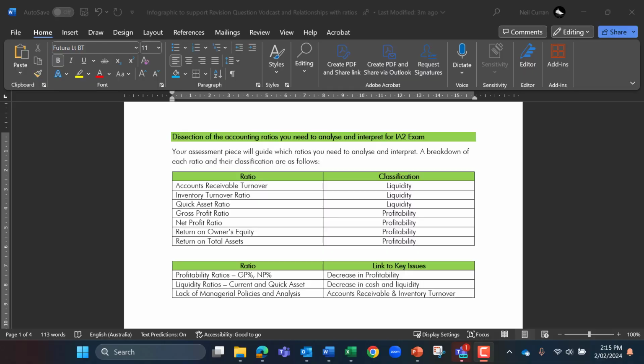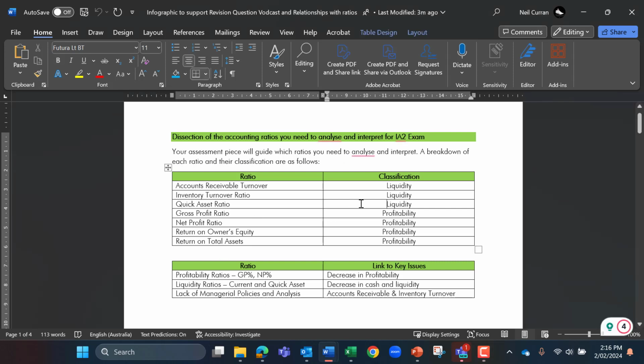Hello, this podcast will be looking at the IA2 extended response and how to maximize your planning time. Now, your extended response will be looking at classifying and analyzing one of two ratios, that being liquidity ratio and also the profitability ratio. Your assessment piece will guide you which ratios you need to analyze and interpret. You will not be required to do both the liquidity and the profitability.